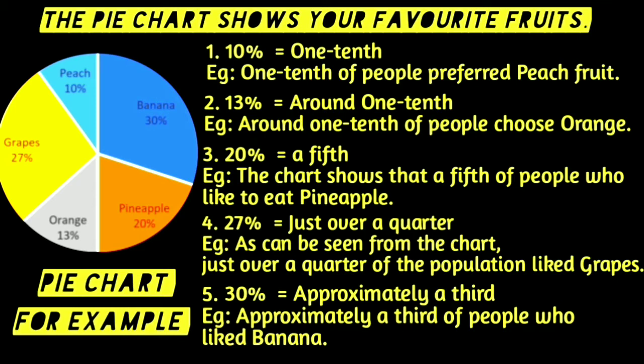As you can see, this pie chart represents the percentage of people's favorite fruits. The first term is 10%. It can be written as 1/10. For example, 1/10 of people preferred peach.